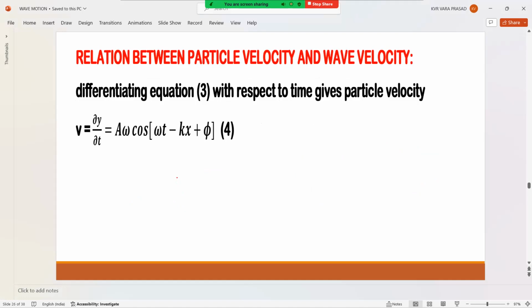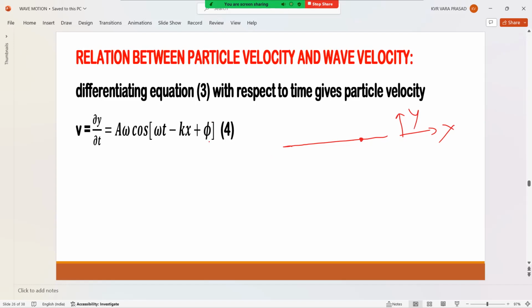Next one is the relation between particle velocity and wave velocity. See, we know that, suppose this is now a string. Let energy propagate along the x-axis and oscillations be along the y-axis. So when energy is propagating along the x-axis, particles oscillate along the y-axis. So we want to connect the velocity of these particles with the wave velocity. Okay. Now see what we are doing here.